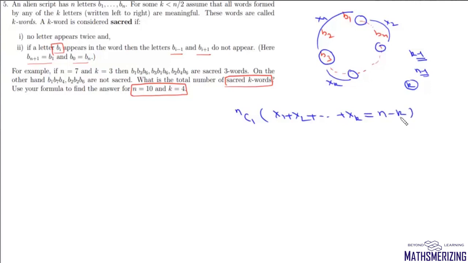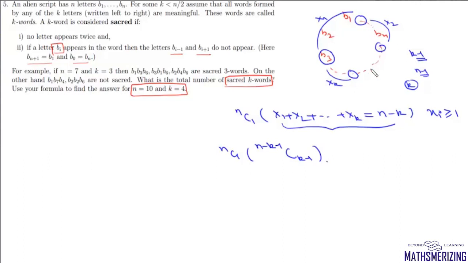So from these n letters, we have selected k letters. All the remaining letters have to be distributed in such a way that x1 plus x2 plus up to xk is equal to n minus k, where each xi should be greater than or equal to 1, because in between any two selections there has to be at least one letter. We know that the number of positive integral solutions to this equation is given by nC1, and it is n minus k minus 1 C r minus 1. R is k, so it will be nC1 into n minus k minus 1 C k minus 1.